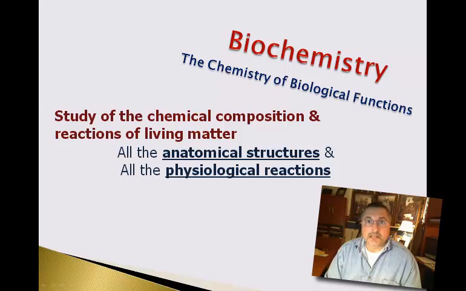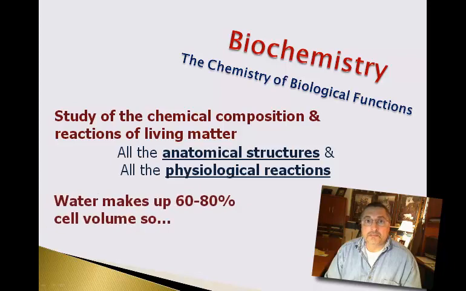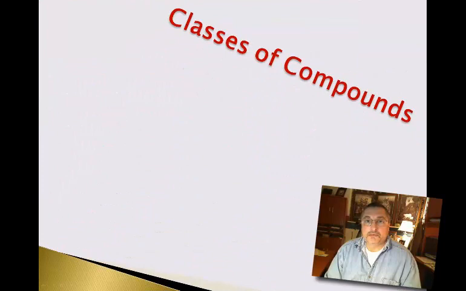Now, at the cellular level, we're going to find that water makes up about 68% of the overall volume of a cell. So most of the time, those reactions are occurring in a water-based environment. So frequently, biochemistry is known as wet chemistry. Now, there's two classes of compounds that are going to be found associated with biochemistry. Each class of compounds is actually a discipline in chemistry all to itself.